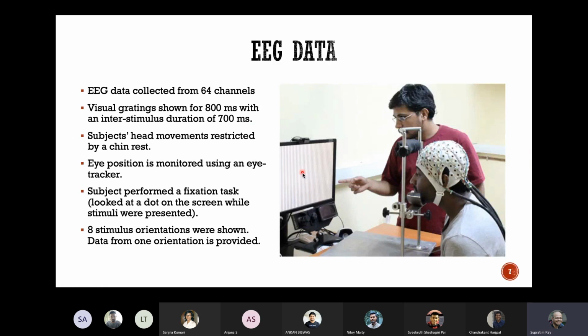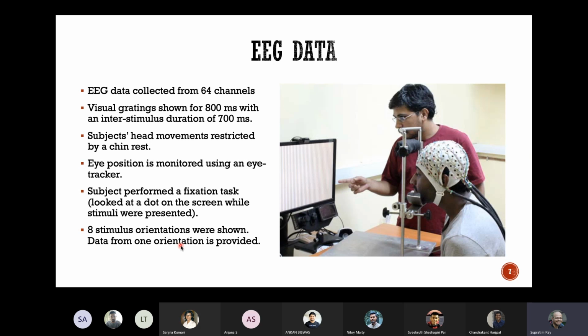The subject was performing a fixation task, which means they were just looking at a dot on the screen while we presented stimuli at 8 different orientations, all full screen. The gratings were presented for 800 milliseconds with a stimulus duration of 700 milliseconds. And we showed 8 orientations, but the data that you have is only from one orientation.